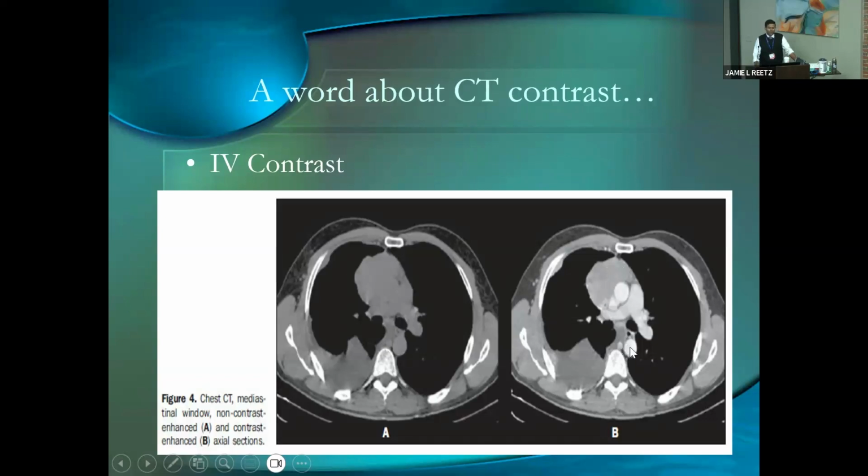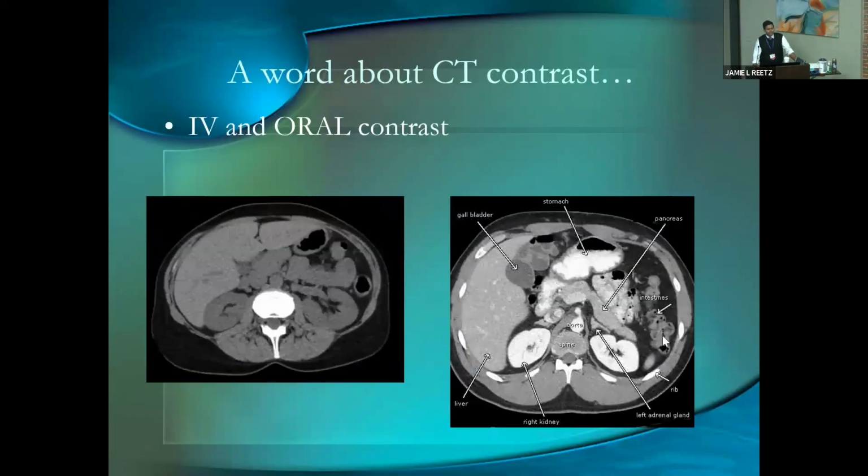The descending thoracic aorta is brighter. And so again, contrast has allowed me to achieve photographic contrast. And again, ditto with the abdomen and pelvis.